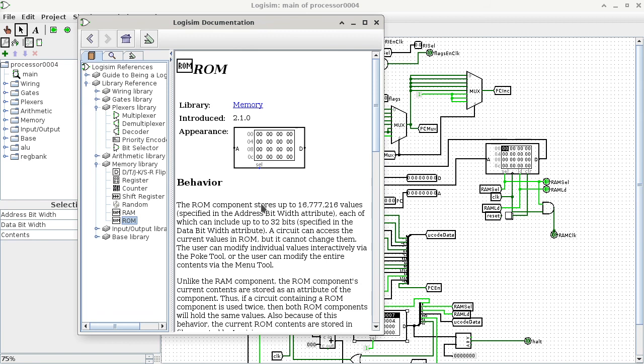The A port specifies which location you want to access. So a ROM is like an array. It's like an initialized array. And then the A port is what you put inside the square brackets in C or C++. It specifies, okay, we got a bunch of elements here. Which one do we want to access? The D port is the value of the element that you have addressed. That basically describes what a ROM does, okay?